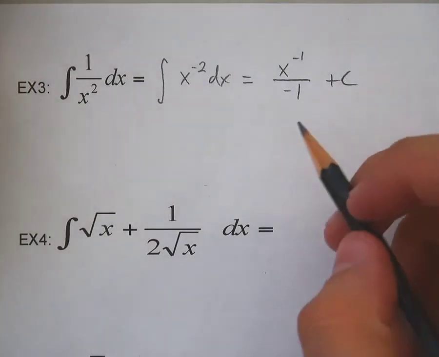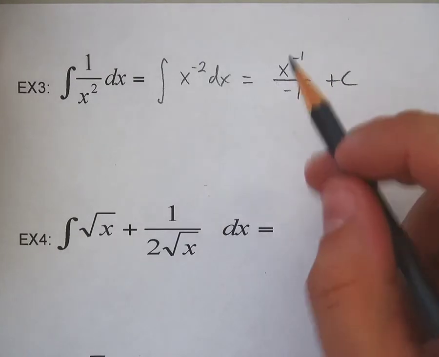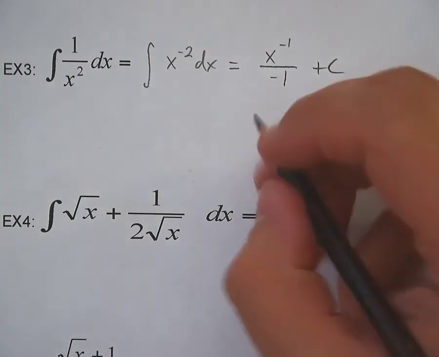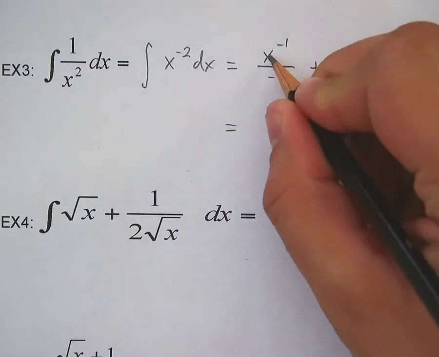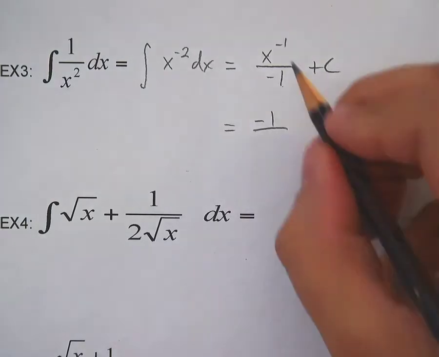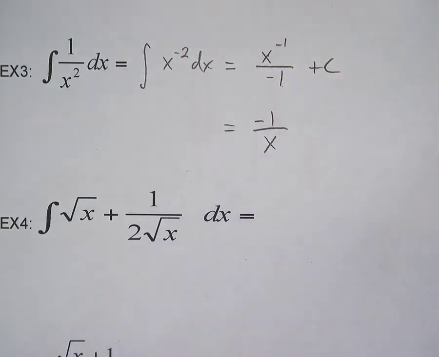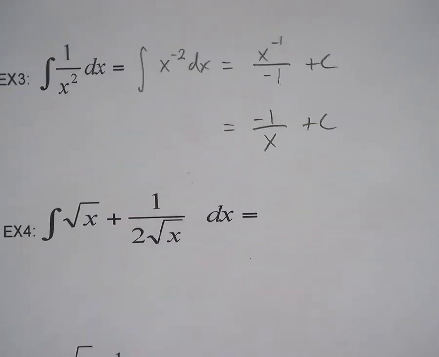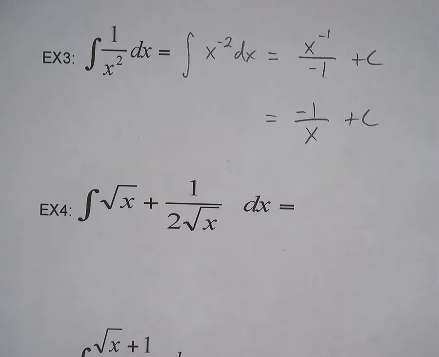Now, I know what you're saying. But Mr. Ballard, this can't be negative. What's going on? And that is true. So I'm going to take this down here. That's going to be negative 1 over x to the positive 1 plus c, which is just negative 1 over x plus c. Never want to leave a negative exponent.